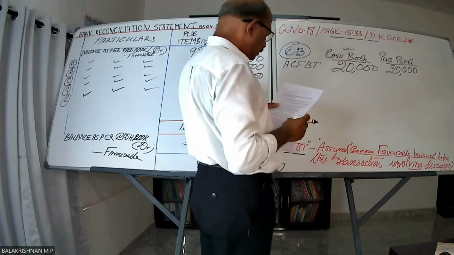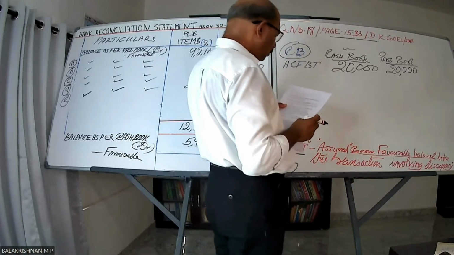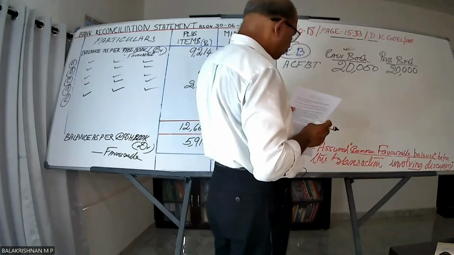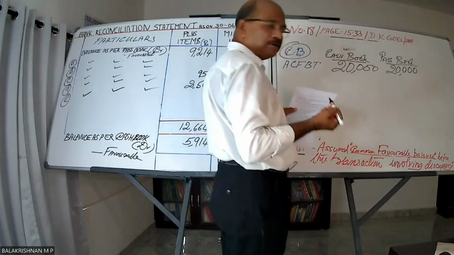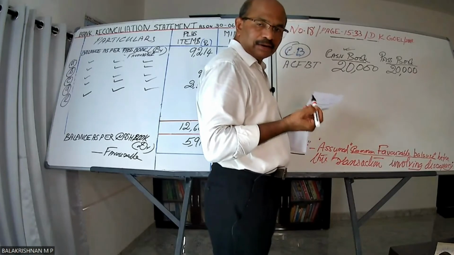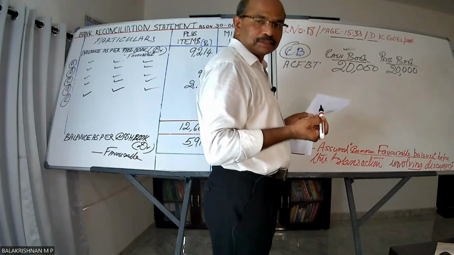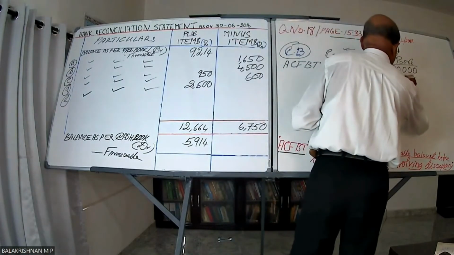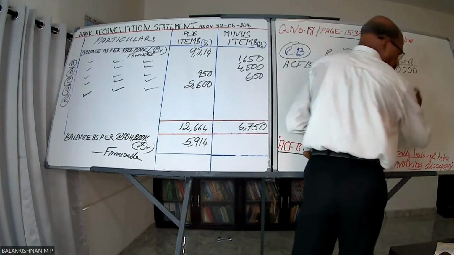Question, discrepancy number 1. On 29th June, the bank credited the sum of rupees 1,650 in error. The bank gave me an unrecovered credit, an unexpected credit. Okay, by mistake they credited my book 1,650.